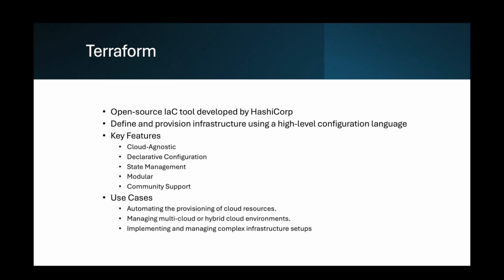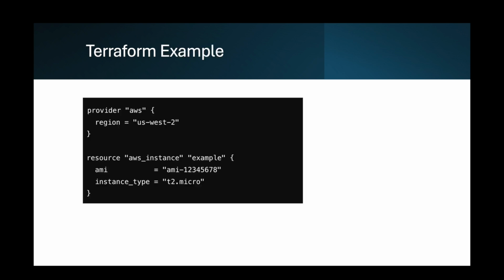Some of the use cases include automating the provisioning of cloud resources, managing multi-cloud or hybrid cloud environments, and implementing and managing complex infrastructure setups. Here is an example for Terraform where I'm saying the provider is AWS and the region where this cloud is installed is us-west-2. The resource needed is an aws_instance, which is called example, and the AMI that it is using is ami-1234567. Instance type is t2.micro. So this is how you can create a Terraform instance using the HCL language.